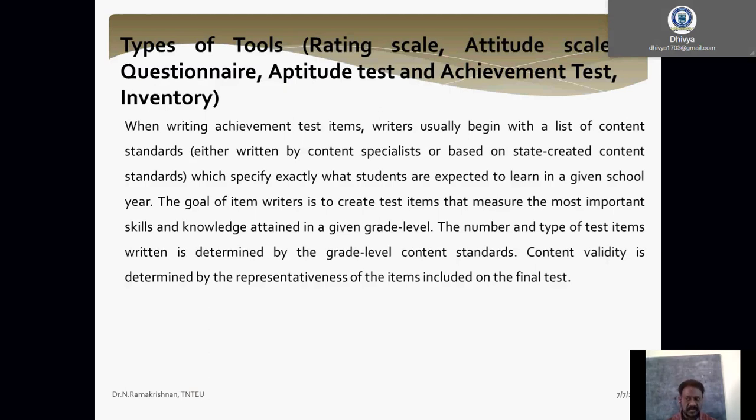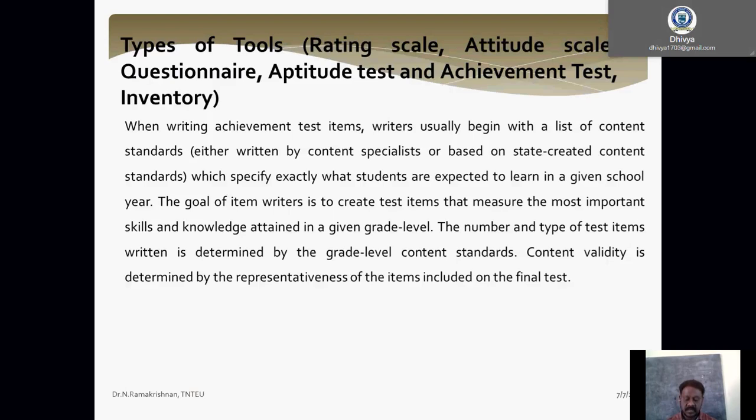And why do we want to have this content validity? Because I can give an example. Suppose your class is a history class. We have taught about Babur, Akbar, Jahangir, Shahjahan, and Aurangzeb. But you have asked questions mostly from Aurangzeb, and you have left all the other rulers. That means your test is said to be not having validity because you have omitted one.